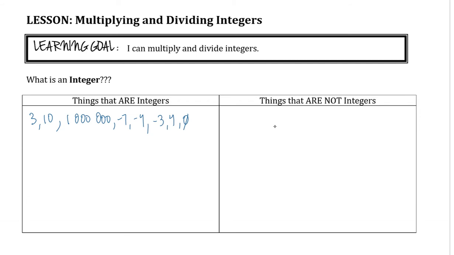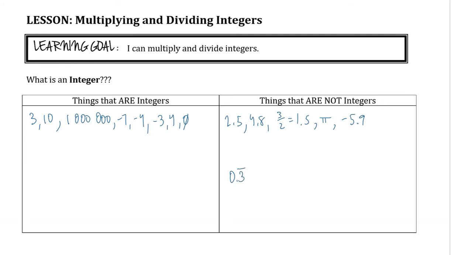Things that are not integers, so decimals. This is a fraction which results as a decimal. 3/2 is a fraction, but if you actually write it as a decimal, it's 1.5. Pi is a number that you're probably familiar with. We're not getting into that yet, but that's a number that's not an integer. Something that's negative, but is a decimal, still not an integer.